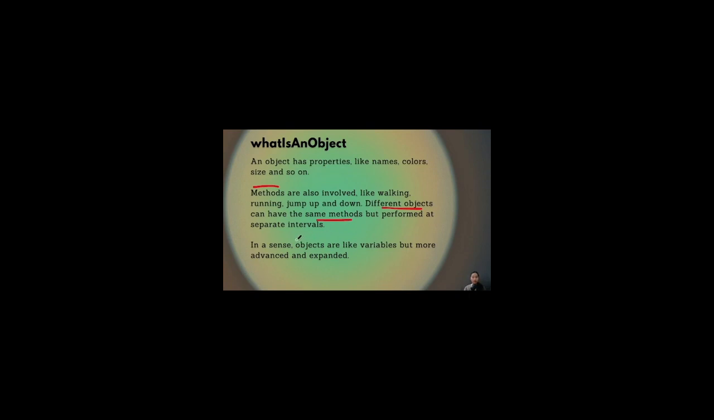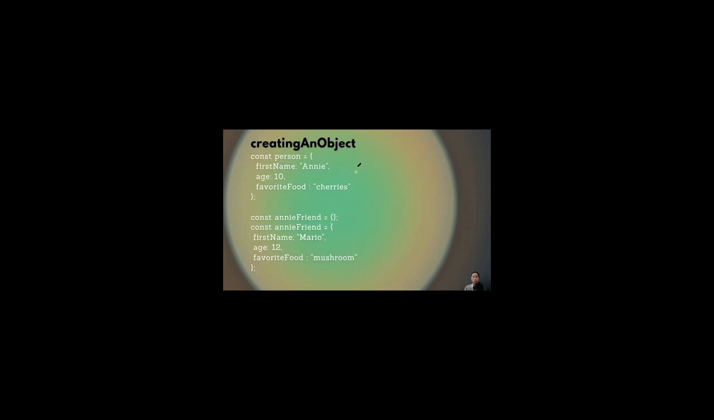In a sense, you can see objects as variables, but way, way more advanced and expanded. Since variables only hold a single value, objects can hold as much as you can put in there, as much as relevant, okay? Moving on to creating an object.